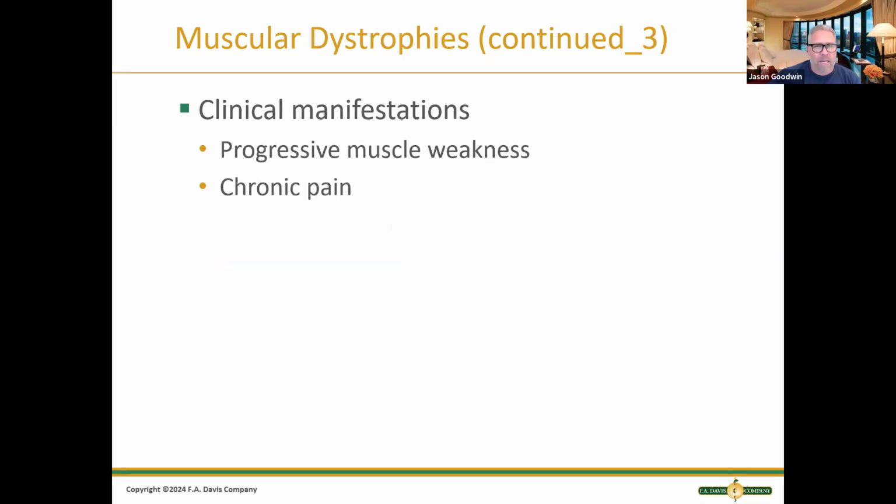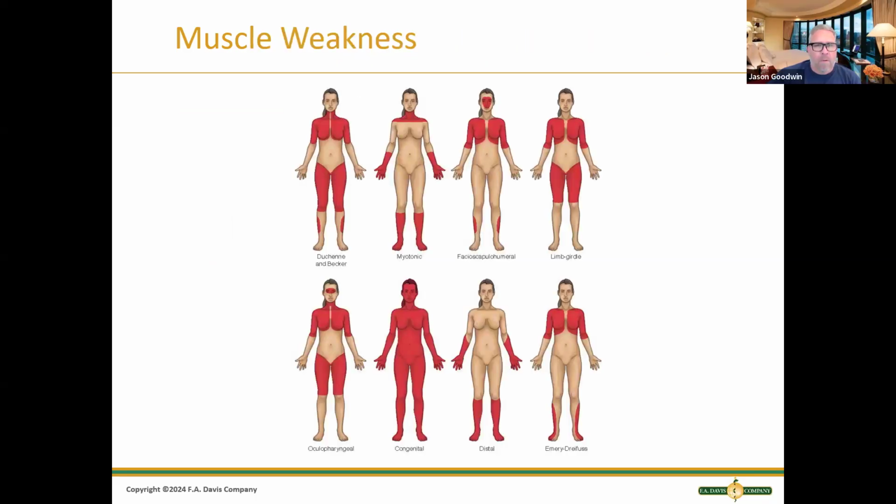Okay, so the clinical manifestation, the most common is chronic pain, mostly in the lower legs. It can be very debilitating. When we're looking at muscle weakness, the main areas in muscular dystrophy depend on the type. Duchenne's and Becker's affect the upper body and then the legs, and for instance, congenital may be full body. So take a look at these and make sure you understand the different types.